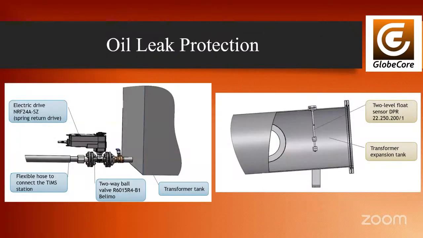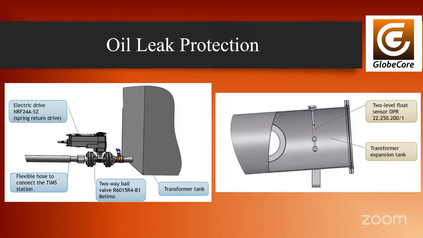Oil leak protection system. The oil leak protection system controls the transformer's oil level and disconnects it from the substation if the level becomes too low. It has a bottom valve with a flanged ball valve and an electric actuator. The actuator has a spring that closes the valve even if power is lost, stopping leaks.